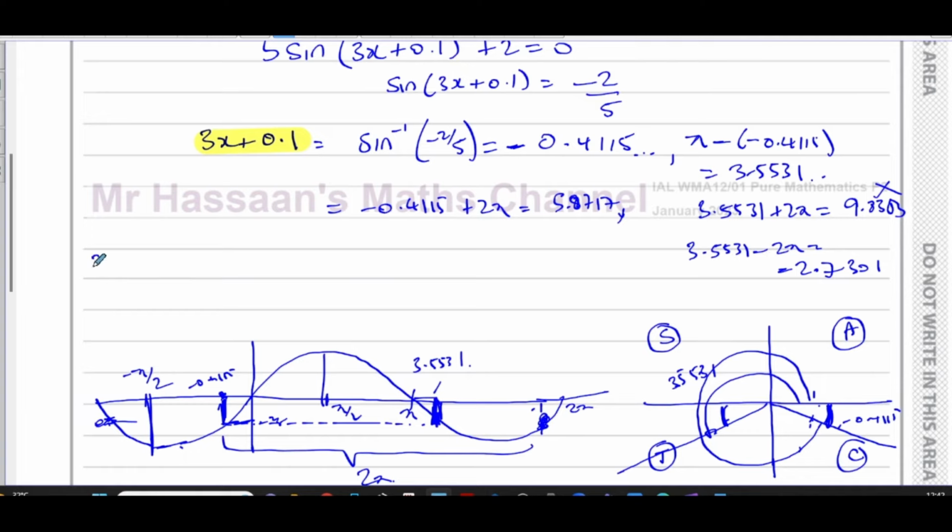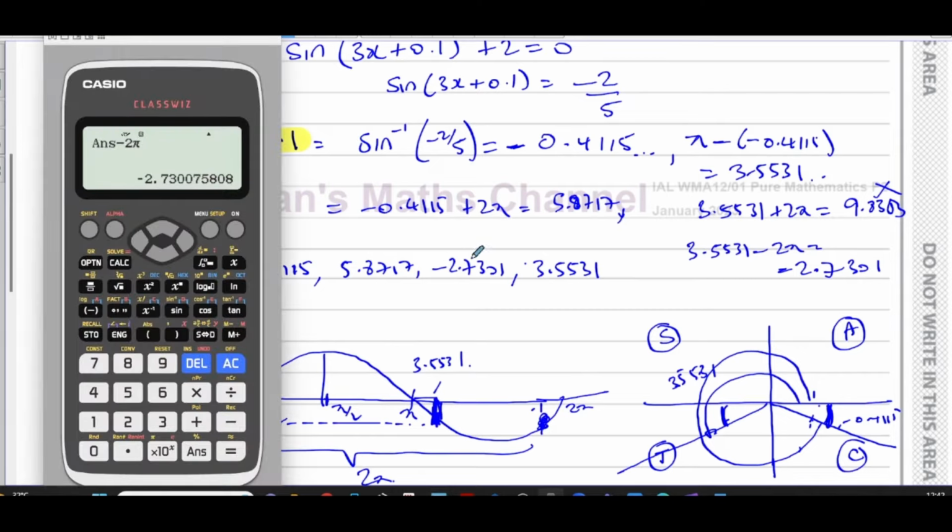So we can say therefore that 3x plus 0.1 equals, so we have the solutions which are in the range: minus 0.4115, and we have 5.8717, and we have a negative 2.7301, and we have 3.5531. All of those are the solutions which are within the range. But we have to put in the end the answer according to what x is. So I've got to take each of these answers, subtract 0.1 from them, and then divide by 3. That's what I need to do.